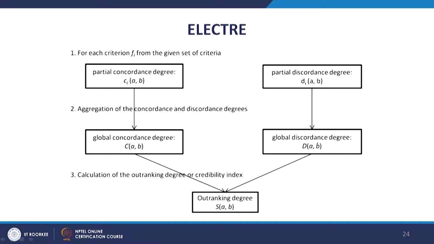Let us move forward. In the previous lecture we also talked about the steps we can follow to compute the outranking degree or credibility matrix. The first two computations we need to perform are the partial concordance degree and partial discordance degree. Then we aggregate these two degrees to arrive at the global concordance degree and global discordance degree. Then we calculate the outranking degree combining these two.